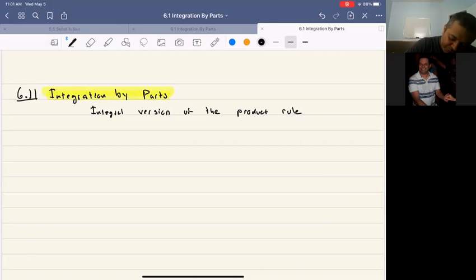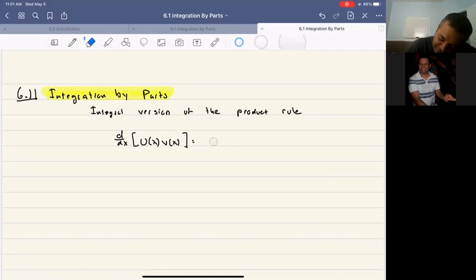The product rule says that if you take the derivative of u of x times v of x, let's write it this way: du/dx times v of x plus u of x times dv/dx.